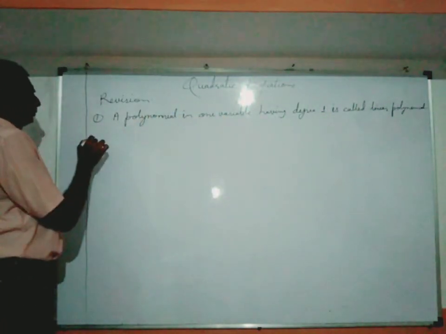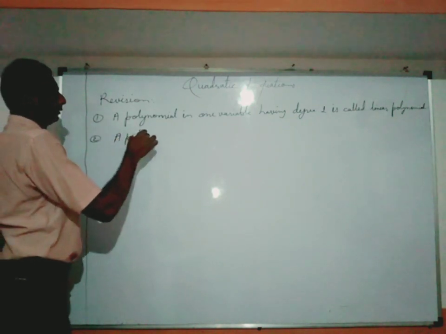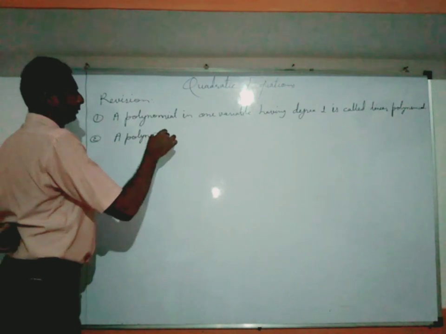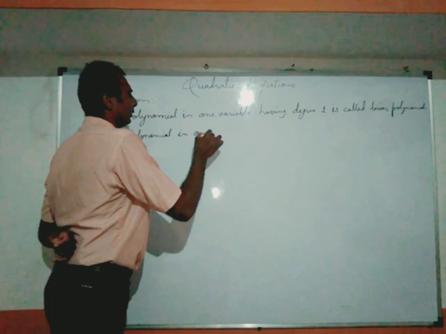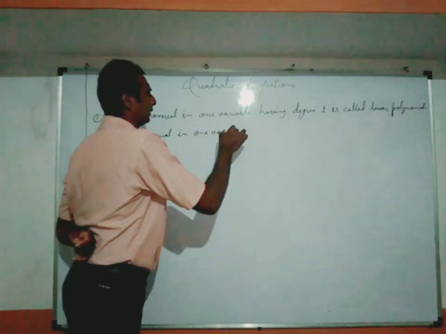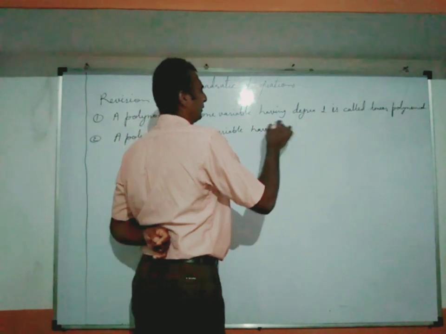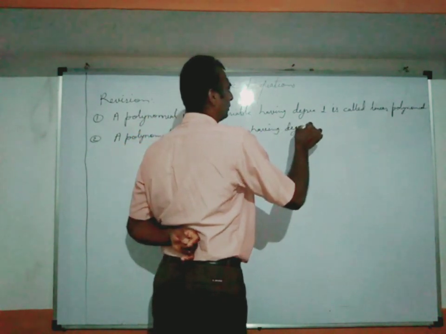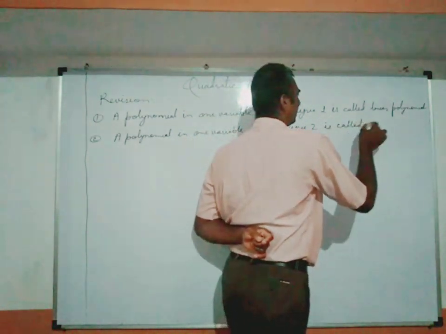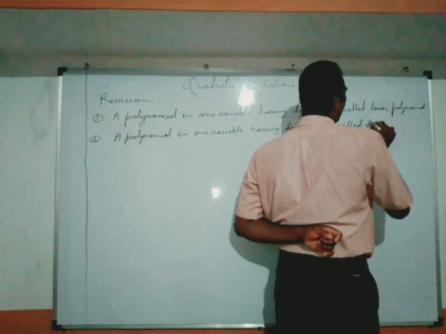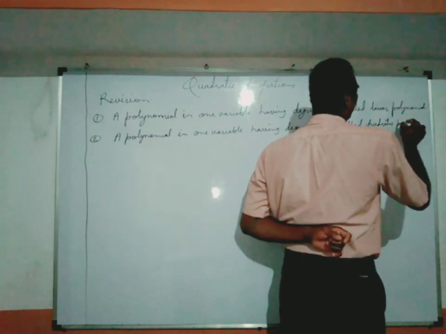Number 2, a polynomial in one variable having degree 2 is called quadratic polynomial.